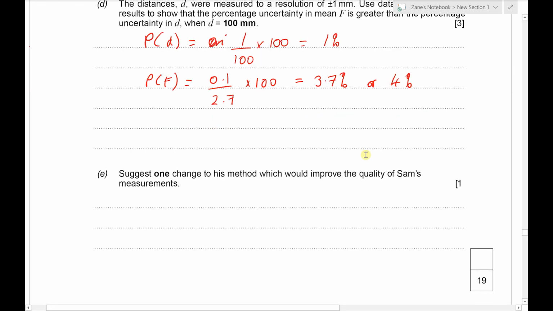For the last part of the question, we're just going to suggest one change to the method which would improve the quality of Sam's measurements. Well, we can see that the absolute uncertainty in the force is the largest uncertainty here, so we need to improve the force. So what we're going to do is use a Newton meter with a greater precision. In other words, a Newton meter that can measure perhaps to hundredths of a Newton instead of tenths of a Newton. Whenever we try to improve an experiment, always go for the thing with the biggest percentage uncertainties first.